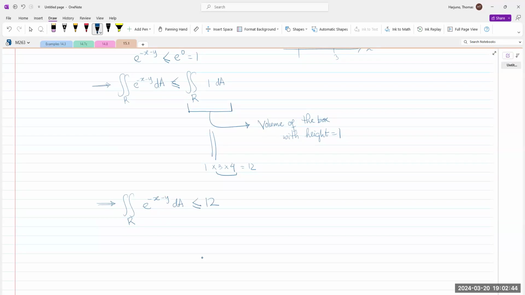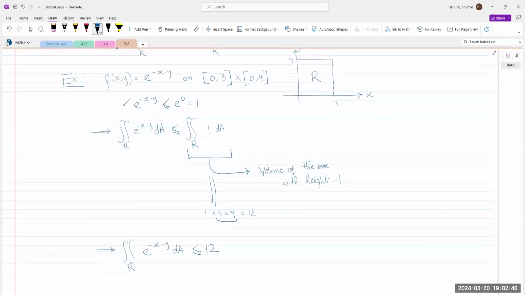We also know that this integral is greater than 0, right? In other words, we can bound this below by the double integral over R of 0 dA. But what is the volume if the height is 0? Well, the volume is just 0. In other words, we are sure that this double integral will give us something positive, but the result will be less than 12.